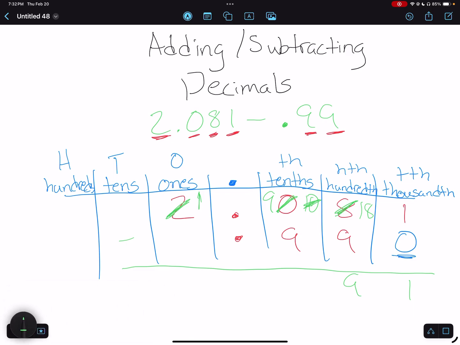If I have 9 Skittles, can I give 9 away? I sure can. I'm left with 0. I'm going to put my decimal and then my 1 just drops down. So my answer for this one is 1 and 91 thousandths.